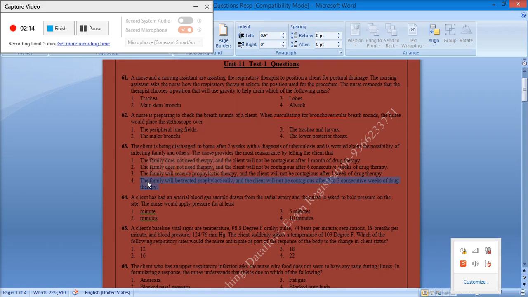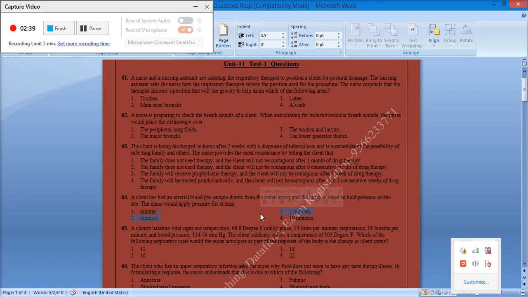64. A client has had an arterial blood gas sample drawn from the radial artery and the nurse is asked to hold pressure on the site. The nurse would apply pressure for at least 1 minute, 2 minutes, 5 minutes, 10 minutes. The correct answer is 3. 5 minutes.